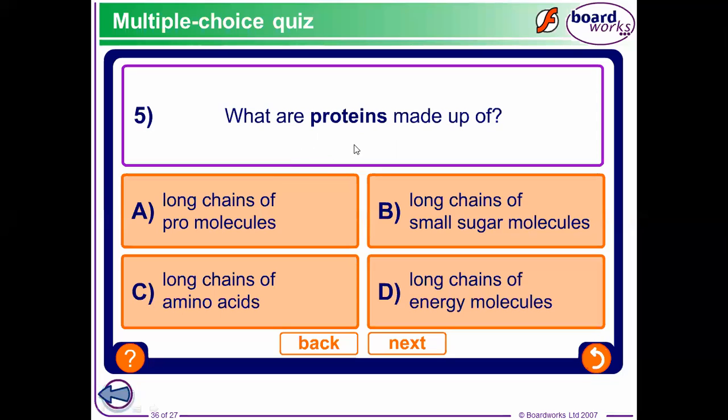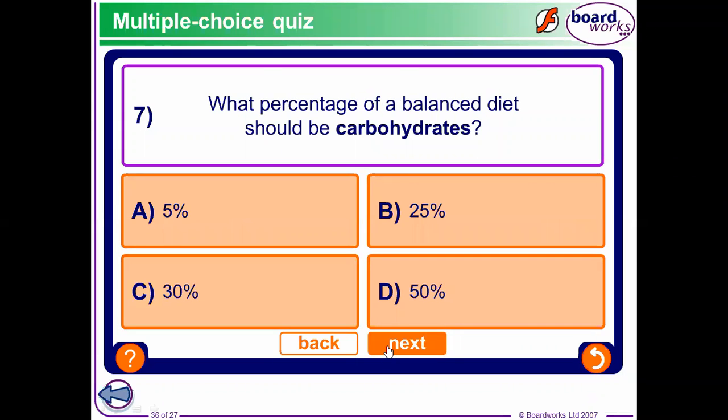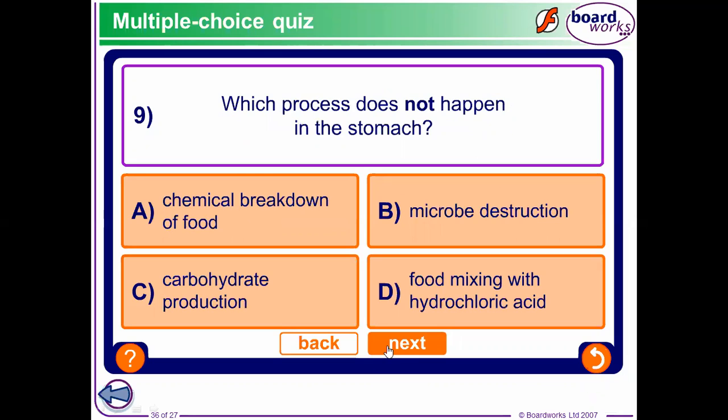What are proteins made up of? C. Amino acids. Yes. How many different amino acids? 20. Excellent. Not a problem. Question. Which process doesn't happen in the stomach?